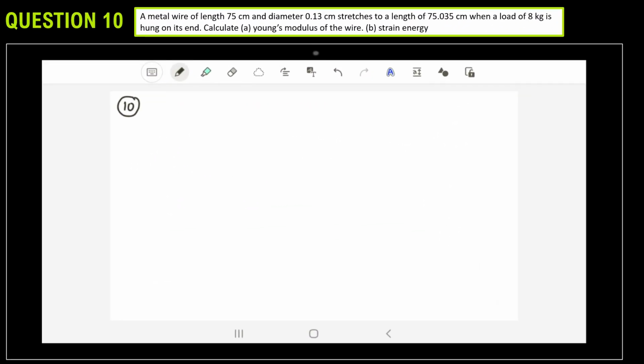Alright, question number 10. So we have a metal wire where the length of the wire is 75 centimeter. Okay, so the initial length is 75 centimeter. And the diameter of the wire is 0.13 centimeter. So we can straightly calculate the radius. So the radius is equal to d over 2, and if you change to meter, it's 0.065 times 10 power of negative 2. Okay, but we just stay in centimeter first.